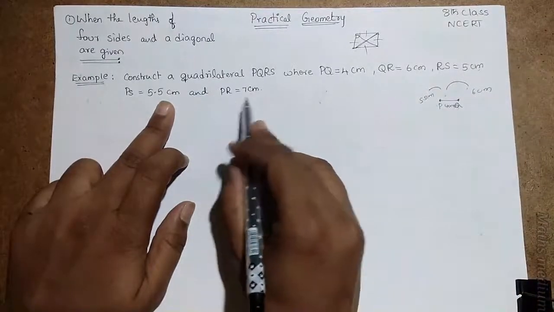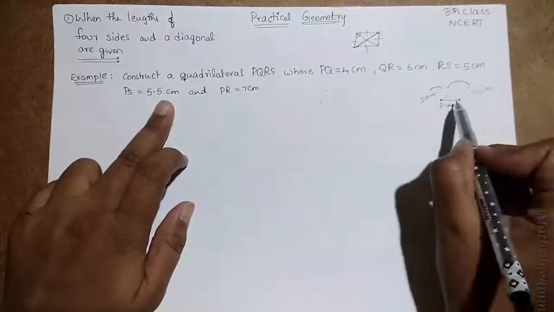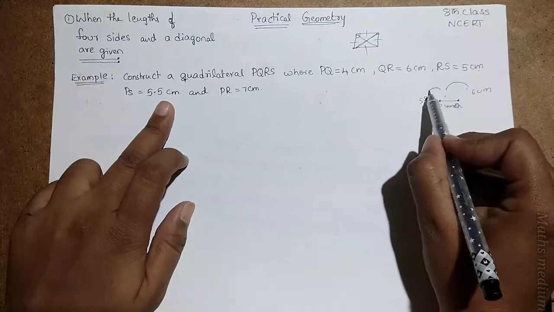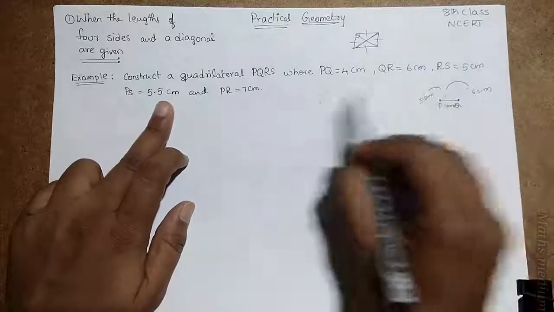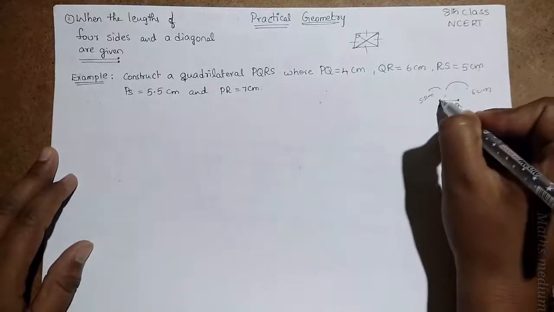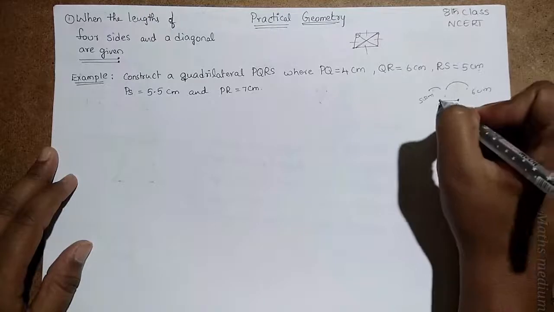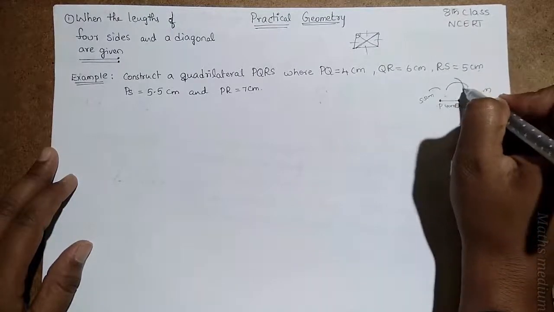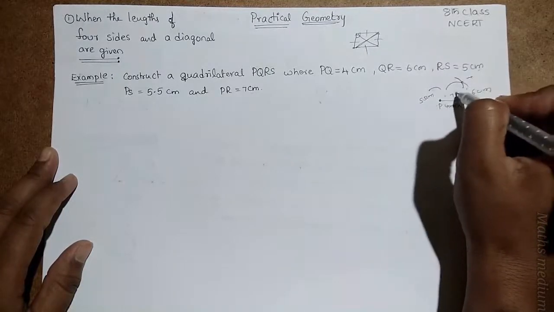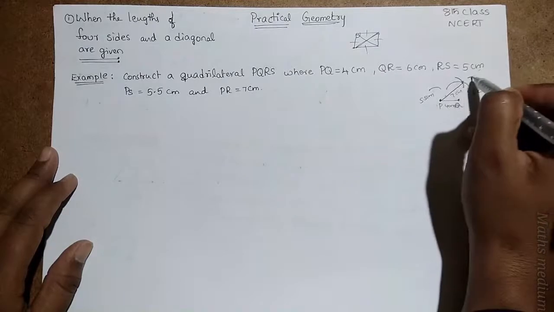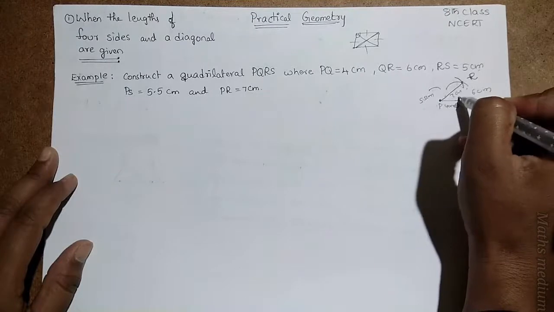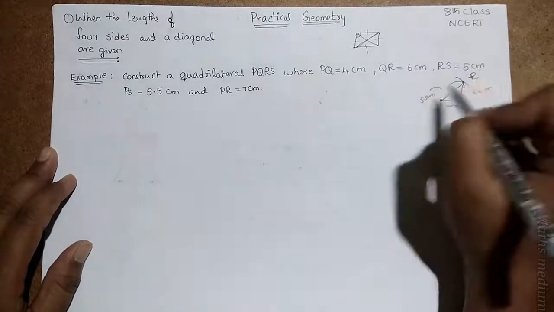Let's take PR as 7 centimeters. Here you can observe PQ, and this is R and this is S, but we don't know where to put the points. Here one diagonal is given, PR equals 7 centimeters. So let's take 7 centimeters at P with the compass, put the pointer here, and make an arc like this. This is the 7 centimeters diagonal. Let it be point R. So PR equals 7 centimeters, and this side we already know is 6 centimeters, so this is QR, 6 centimeters.